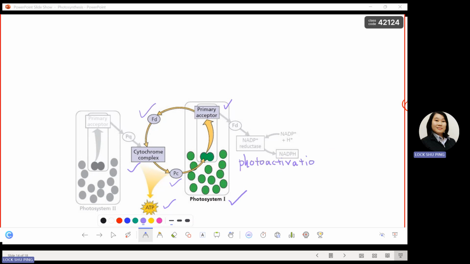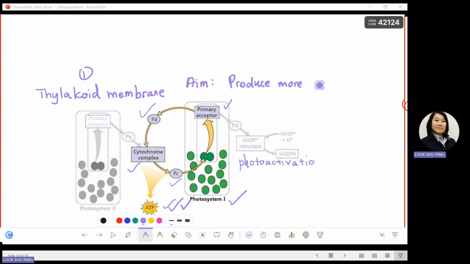So first of all, this actually happens at where? This actually happens at the thylakoid membrane. Okay, so the first point comes from the thylakoid membrane. State the location first. It happens at the thylakoid membrane. Cyclic photophosphorylation, what is the aim? It is to produce more ATP, to support the process of the Calvin cycle later on. So that is another 1 point. So it's already 2 marks.